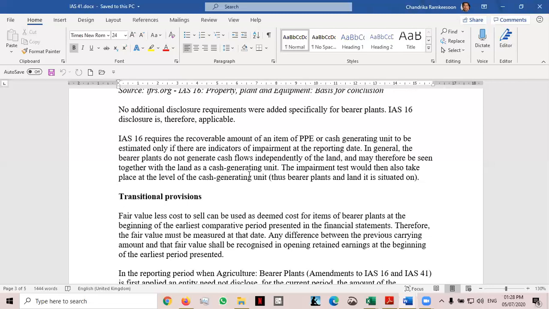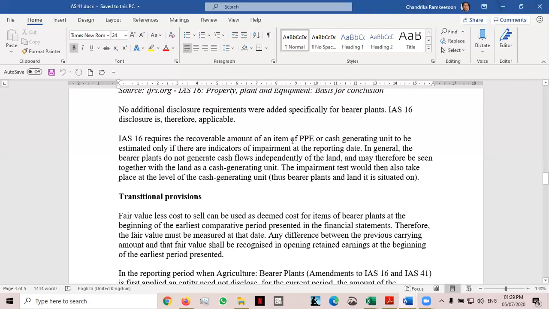In general, the bearer plants do not generate cash flows independently of the land and may therefore be seen together with the land as a CGU. Now, I did mention to you in passing in a previous lecture, a CGU simply represents a collection of assets which must work as an integrated unit in order to produce what is being produced. The impairment test will then also take place at the level of the CGU. Thus, bearer plants and the land it is situated on.